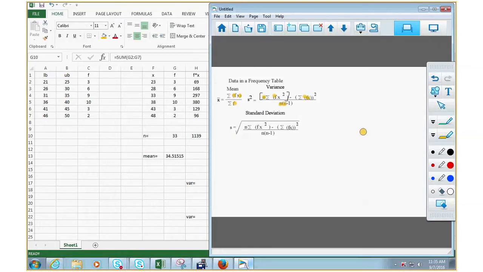What else do we know? What else do we need? What's the only thing I haven't highlighted?